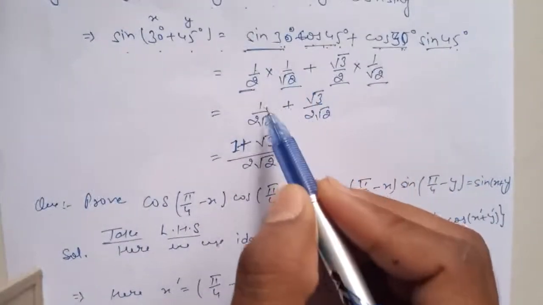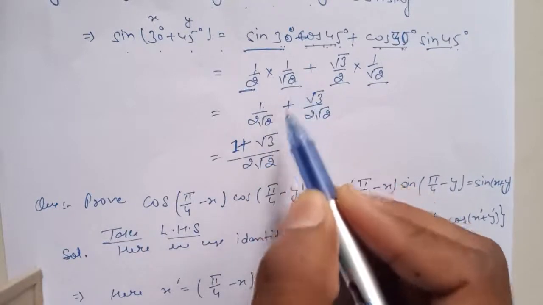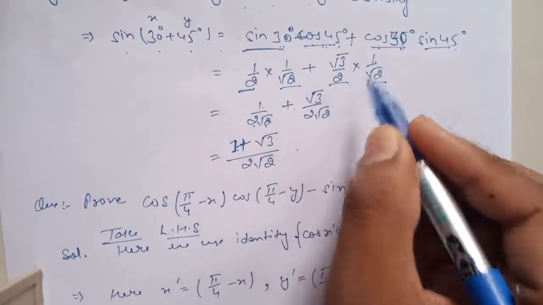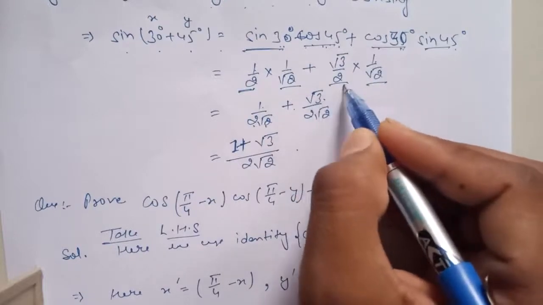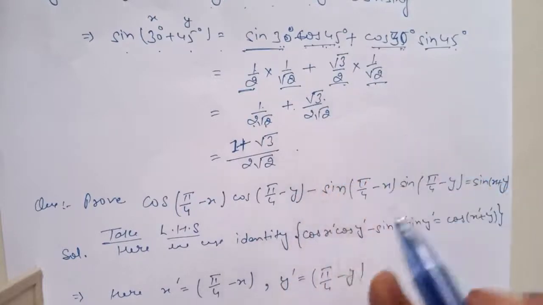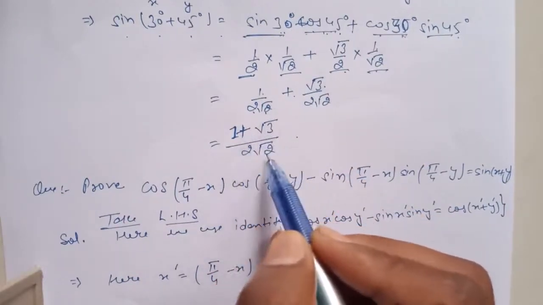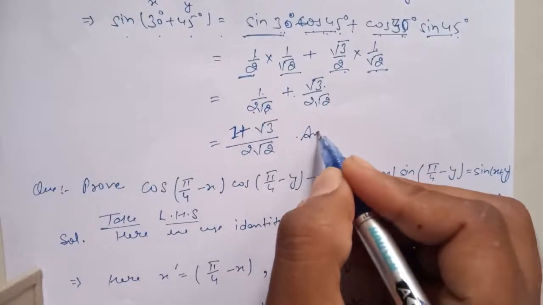1 multiplied by 1 is equal to 1, 2 multiplied by root 2 is 2 root 2, plus root 3 into 1 is equal to root 3, and 2 into root 2 is equal to 2 root 2. By adding this we will get 1 plus root 3 upon 2 root 2. This will be the answer.